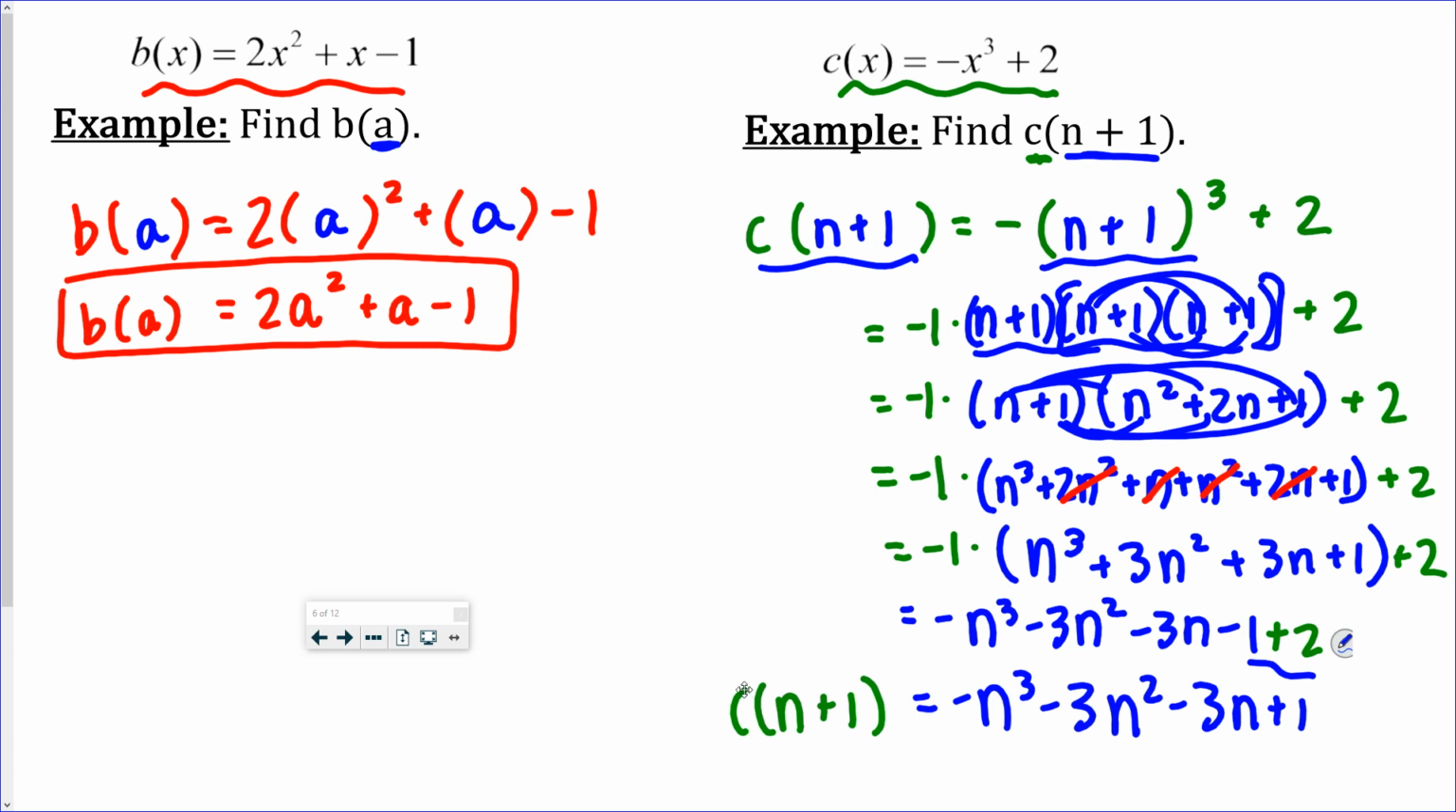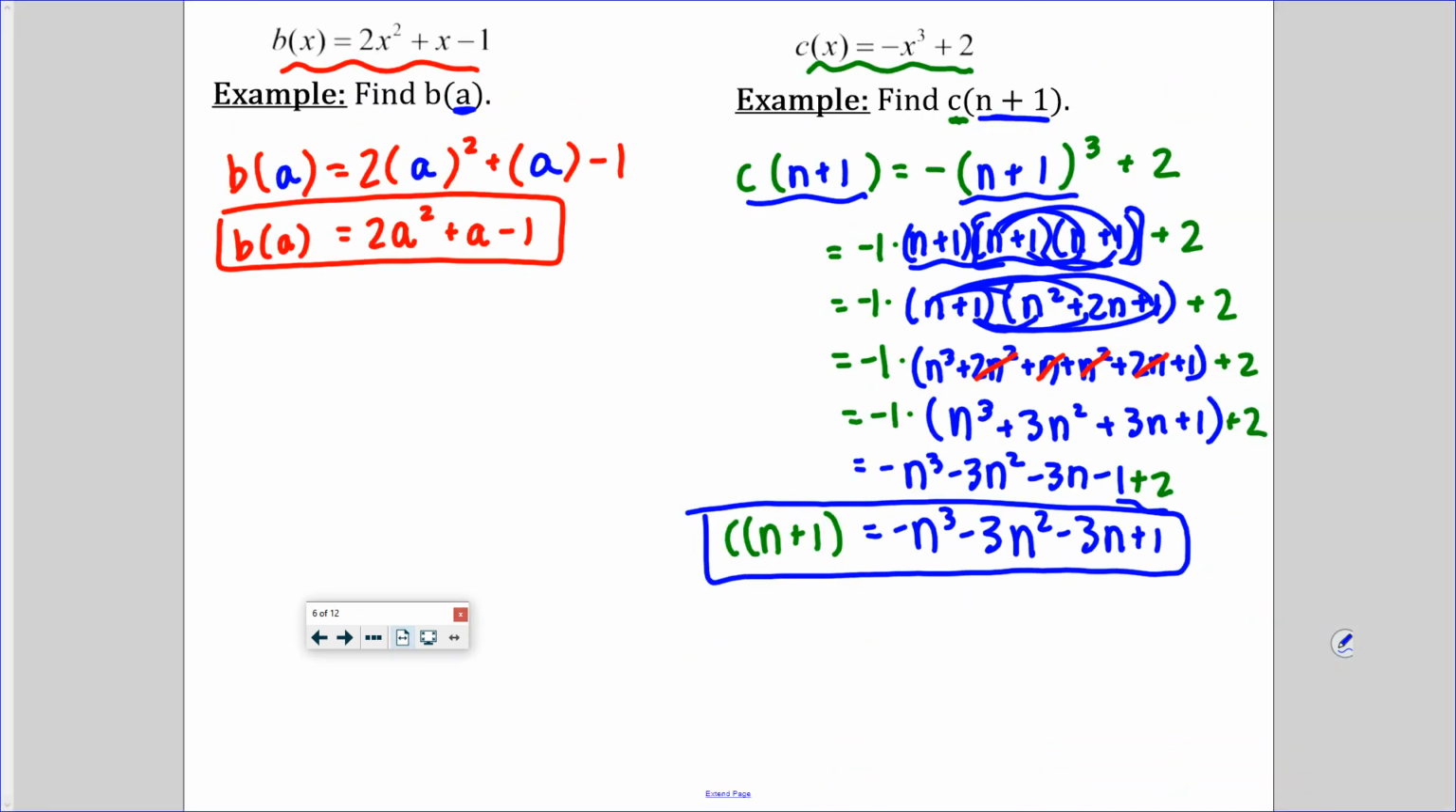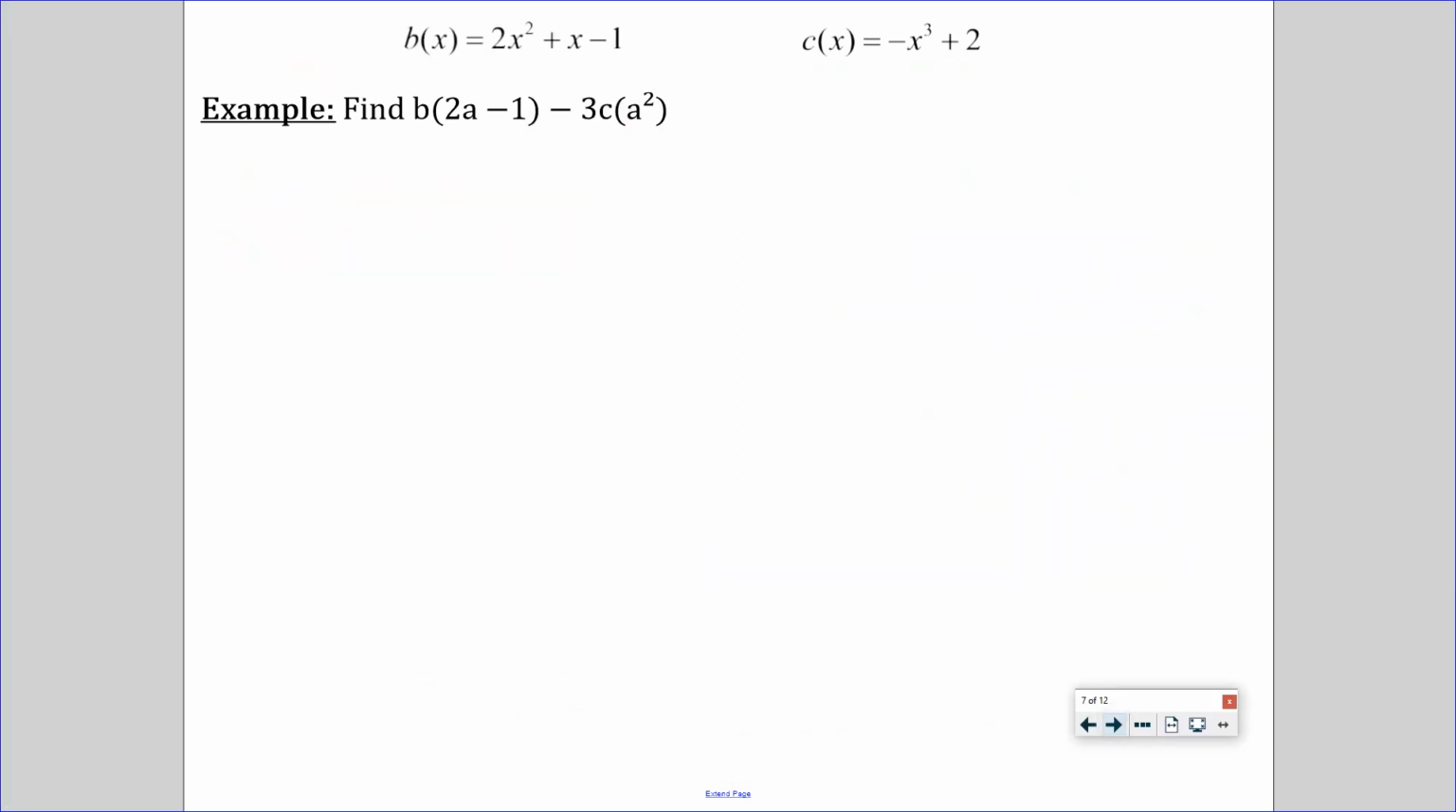Oofta! That was a little more algebra than I thought it was going to be by just looking at it. Okay, makes sense? The notation? We're going to try one harder one. Holy letters. Holy algebra. Anyone want to try to read that out loud?